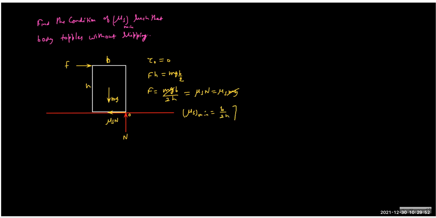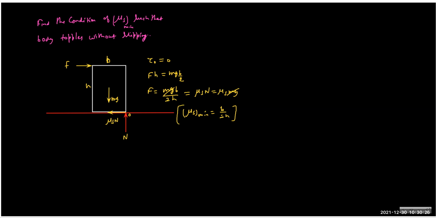And what is interesting here, it has nothing to do with the mass. It depends on the shape of the body. If you have a rectangular body, then it is b by 2h. So toppling depends on dimension, of course the shape, and that is obvious that if you have a tall body, so you can see that if h is large, the toppling is really easy, and therefore you can see that mu s minimum is also very less. You need a very small friction to topple a body.